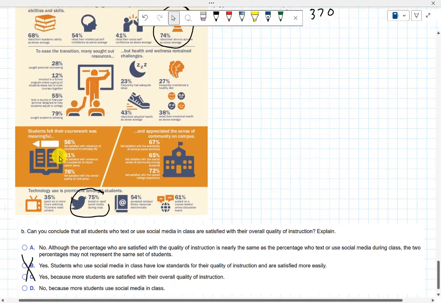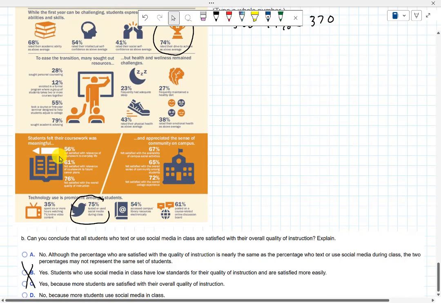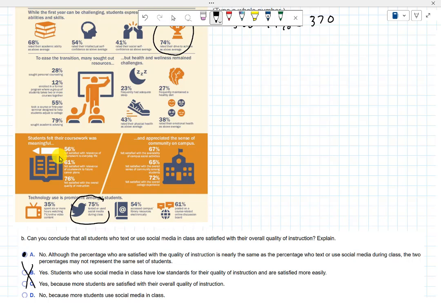I gotcha. So what they're trying to do here is this. They're trying to compare the 74% of students who are happy with the 75% down here. But we have no way of knowing that they are the same students. I mean, they are going to have some overlap for sure, but they're not counting exactly the same students. So I'm afraid the only choice here is choice A.